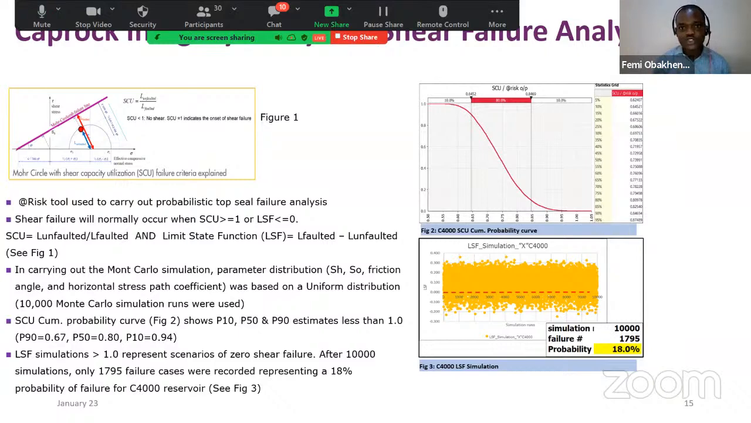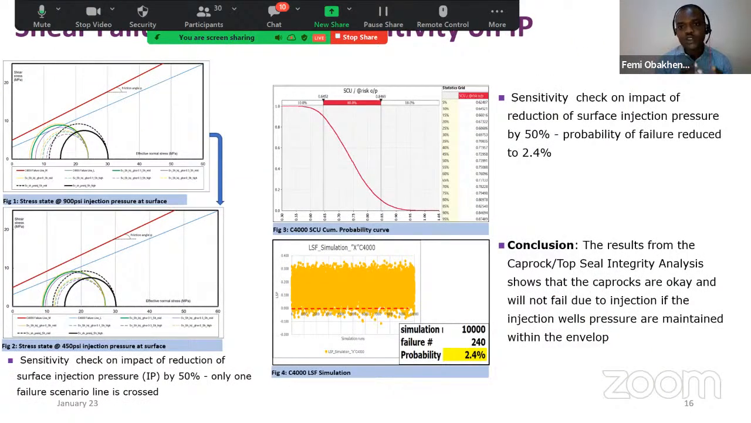And then the next slide just shows you the sensitivity on only one of the properties, and that is the injection pressure. If you look at the plot on the left, this is the plot I showed earlier for one of the reservoirs. When we began to inject, two of the scenarios crossed the low case failure line. But when we reduce the water injection pressure by 50%, you can see they just lie on the line. That means that cap rock will be okay if we inject just by reducing the injection pressure by 50%.